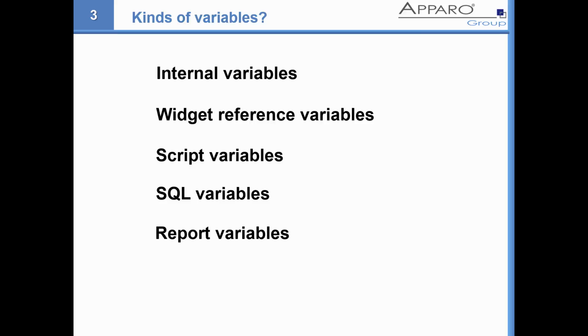Report variables contain values that are transported from a report or from a master to a detailed business case. The last variable type is OS variables. These are defined in the operating system and can be used globally in all business cases.